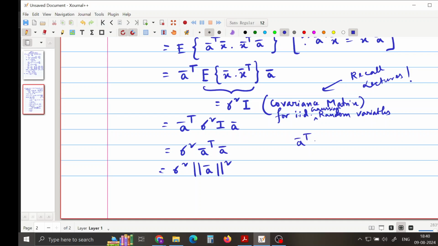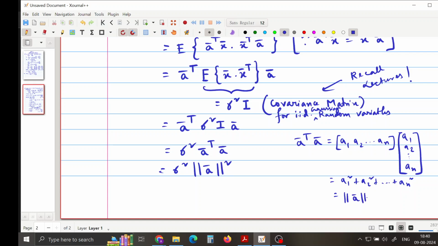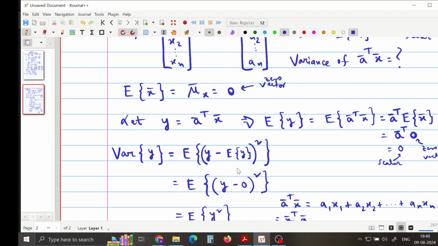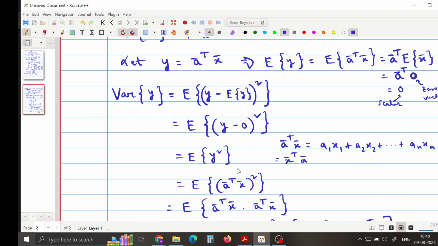So A bar transpose A is nothing but this thing, A1, A2 all the way till An. You're finding this inner product. So what are you going to get? This is A1 squared plus A2 squared all the way till An squared, and that's the square of the norm of A, right? So this is this thing, okay? This is your answer. Is it clear?